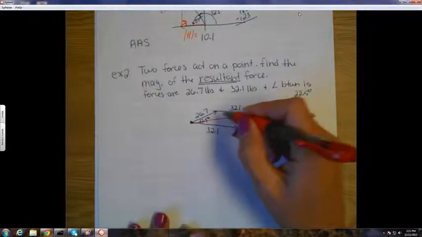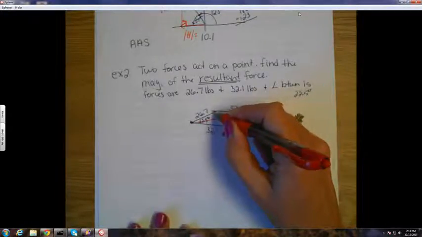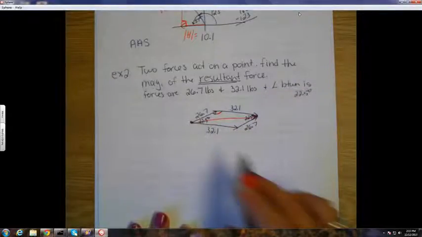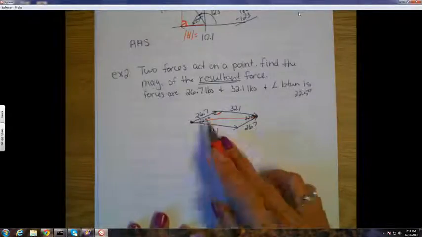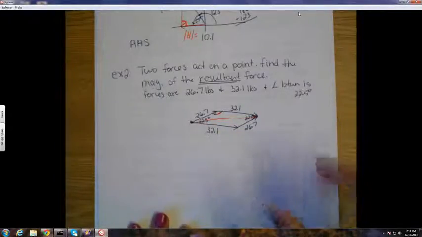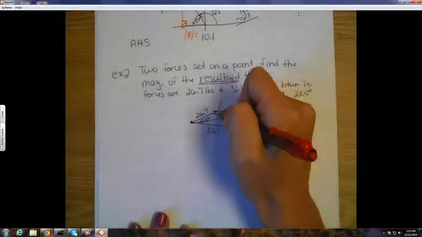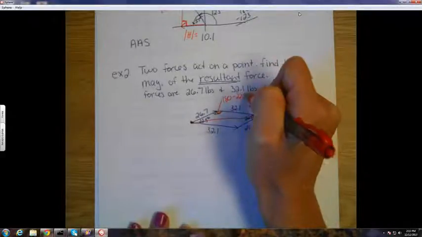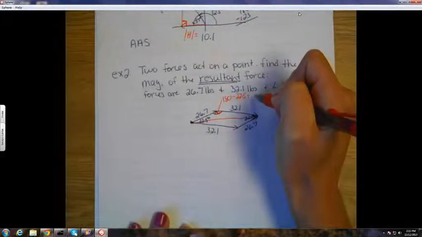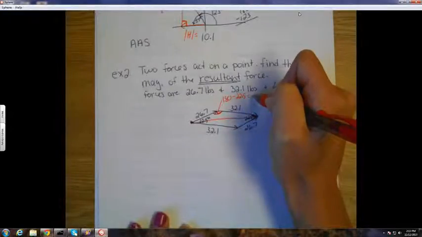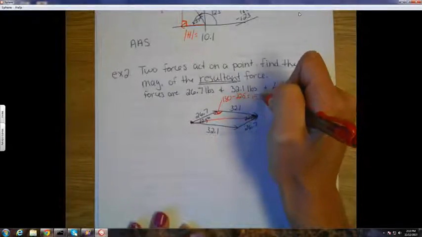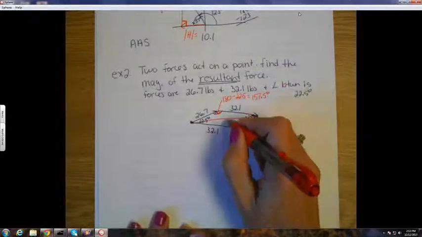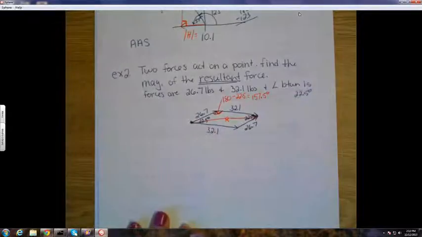We can find the angle up here, this untouched angle, by doing what? 180 minus the 22.5. That's true in any parallelogram, and every time we slide, we make parallelograms. So this angle is 180 minus the 22.5. What does that leave us with? 157.5 degrees. Now you can solve the triangle, because we're trying to find this red vector here. That's the resultant. I'll call it R for resultant in red.